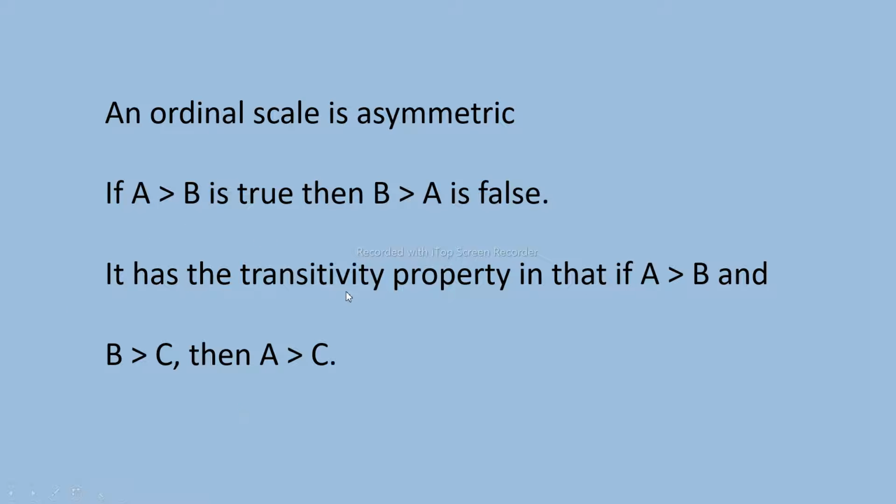The second property is transitivity: if A is greater than B and B is greater than C, then A is greater than C. The transitivity property tells us that if A is greater than B and B is greater than C, then obviously A is greater than C. These are the two properties of the ordinal scale: one is the asymmetric property, another is the transitivity property.